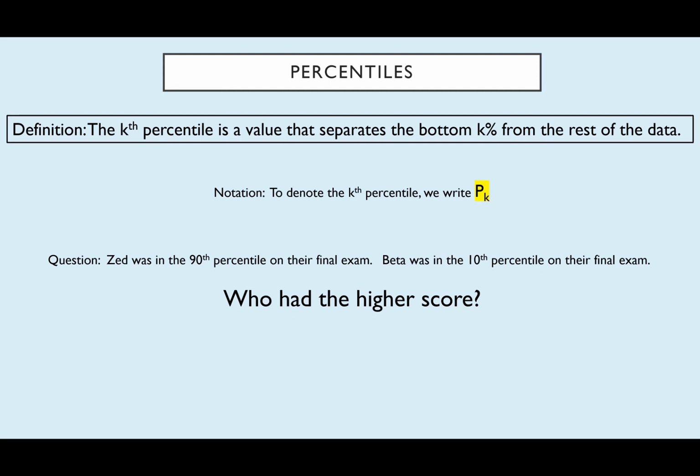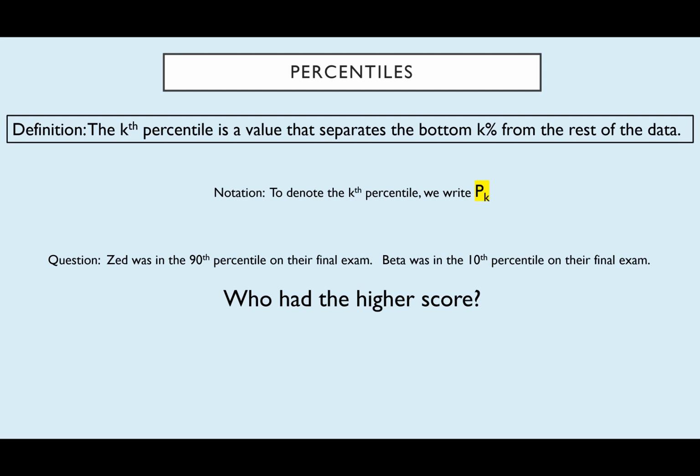So here's an example, and please pause it to give yourself a moment to answer in earnest. We've got 2 students, Z and Beta. Z was in the 90th percentile and Beta was in the 10th percentile for their final exam scores. And I'm asking who had the higher score. So take a second, think about that, and I'll answer it when you come back. All right, so kudos to those who actually paused it. And I hope you enjoyed the short break for those of you who didn't pause it. So who had the higher score?